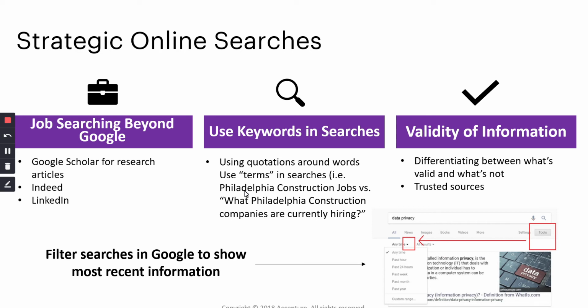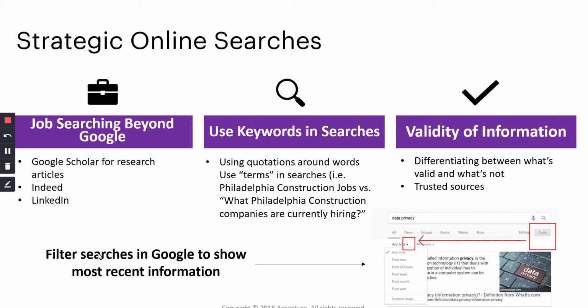And then finally, we'll go into this a little bit later, but checking the validity of information, so differentiating between what's valid and what's not, and understanding trusted sources. So you definitely get better at this with practice, but it's definitely important within emails, being able to differentiate what's real and fake. Definitely important to be able to understand that when receiving emails.